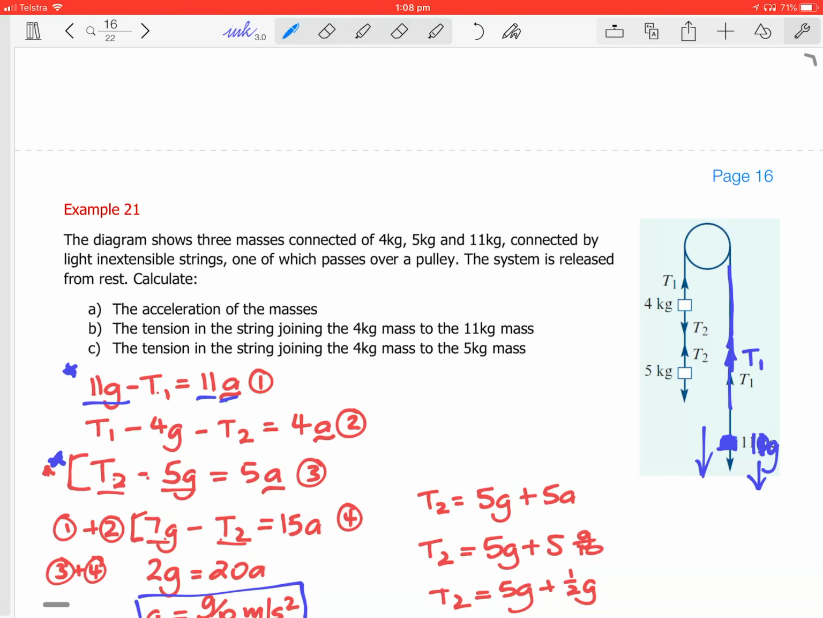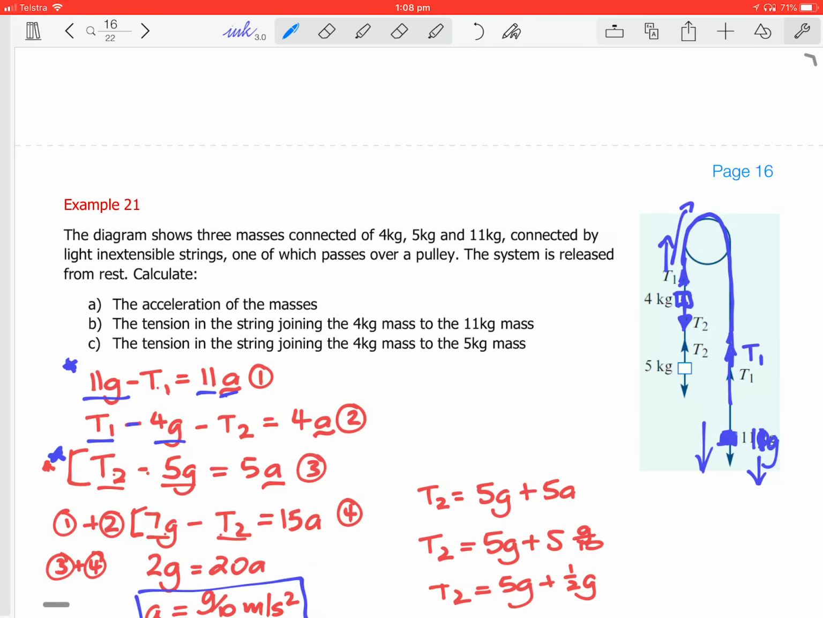Then we went around here, and we know that T1 is going up. So we started with T1, we're accelerating that way, so that's positive, minus my 4 kilogram mass, so 4G, and then minus my tension, because it's going that way, and then our acceleration is 4 kilos, but it's going that way, so it's positive. And then lastly, we had our T2, which is going upwards, so we start with T2. We minus, because it's going in the opposite direction, 5G, our weight force, downwards, and the acceleration, the mass is 5 times acceleration, which it's accelerating that way, so that's considered positive because T2 is positive.